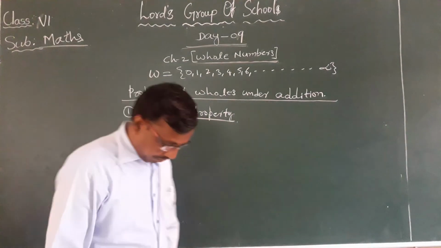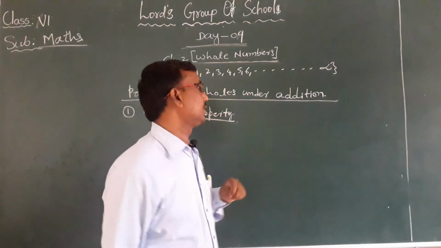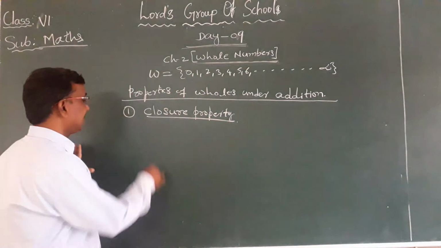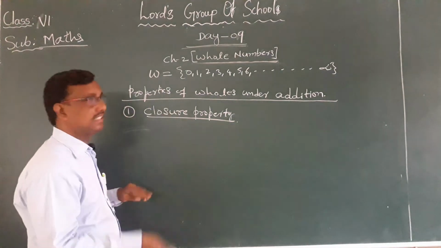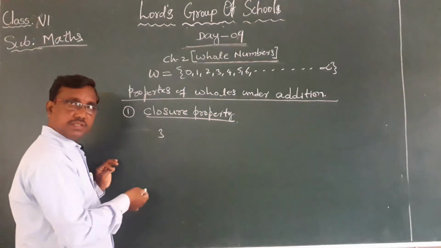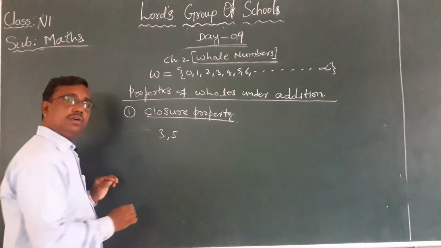What do you mean by closure property? Let us discuss this. Let me give some examples. When you add two whole numbers, what will you get? 3 is a whole number. Yes, 3 is a whole number. And 5 is also a whole number.